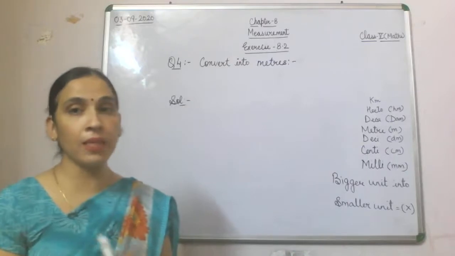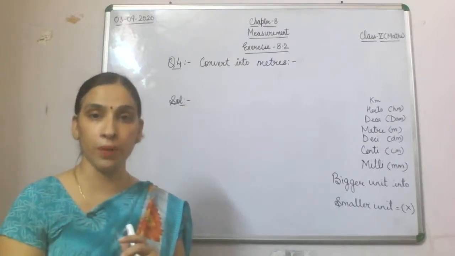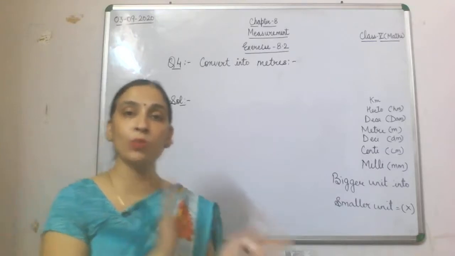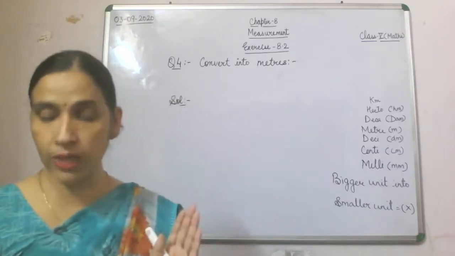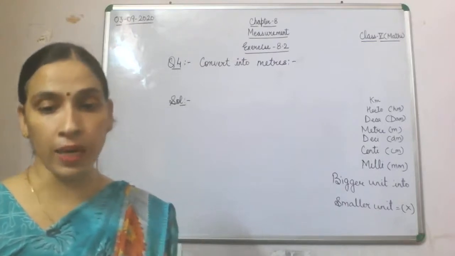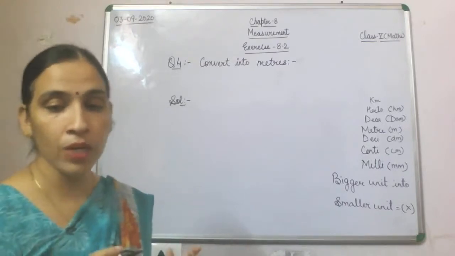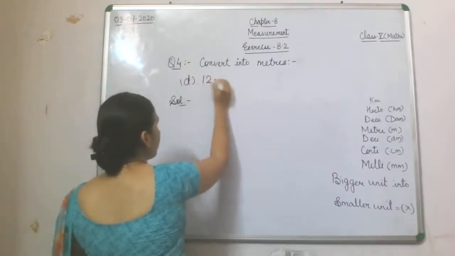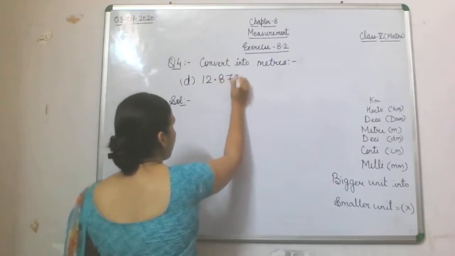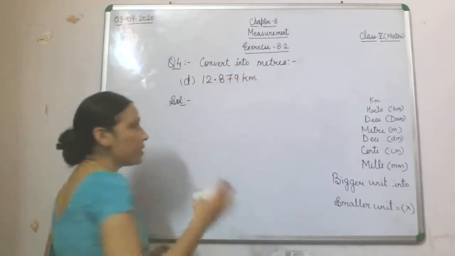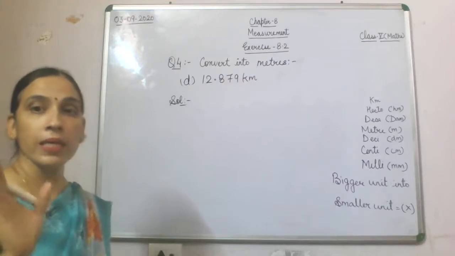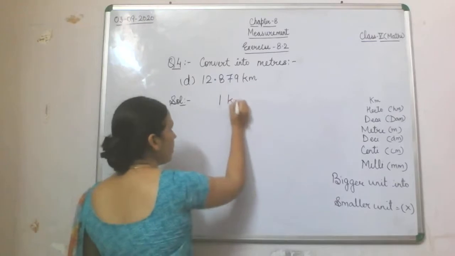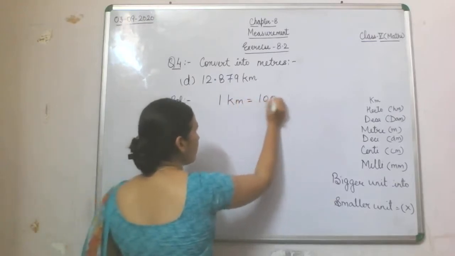So that multiplication, multiply by which number? By 10, 100 or 1000 or 10,000, as many smaller units as were there in that bigger unit, that will be multiplied by that. Now see here, now D part is 12.879 kilometer. So what is the first step? To find the relation between kilometer and meter. So let's write: 1 kilometer is equal to 1000 meter.